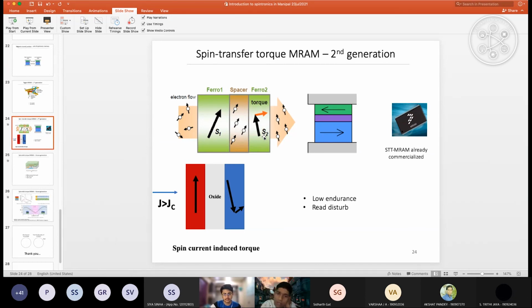So this is a simple way to understand it. Basically, it depends on different scattering of electrons, depending on the direction of the magnet. If they're in the same direction, then the electrons don't scatter much, they pass. If they're in different directions, then the electrons scatter a lot in the second layer, and the resistance increases.